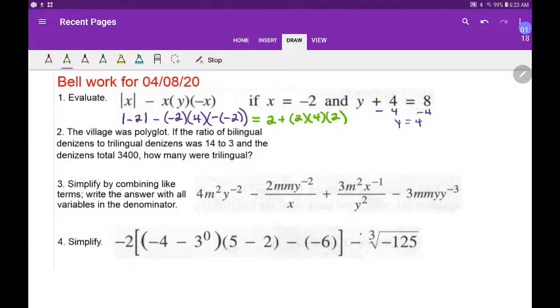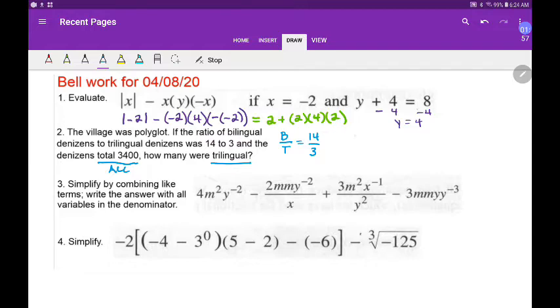The village was polyglot. If the ratio of bilingual denizens to trilingual denizens was 14 to 3, let me pause here for that. Bilingual denizens to trilingual denizens was 14 to 3. You wouldn't expect as many trilingual. And the denizens, here we go again with the total. So I'm going to call that all, A for all, because I already have a T for trilingual instead of total. Okay, so how many were trilingual?